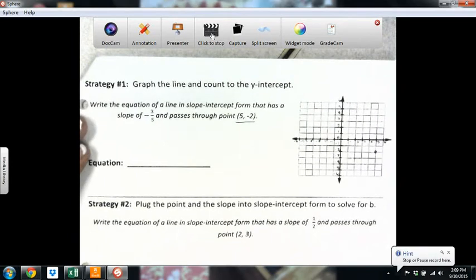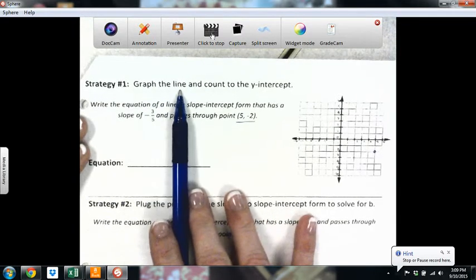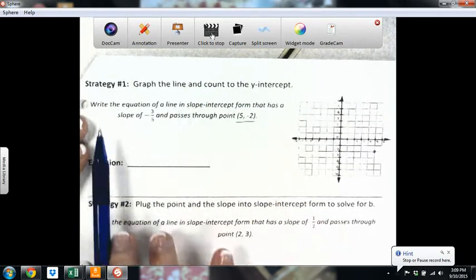I'm sorry about that. Our first video got interrupted by the bell, so let's take a look at what strategy number 1 is really asking you to do. Let's start over from the beginning. It asks us to graph the line and count to the y-intercept. And so this is our first strategy.